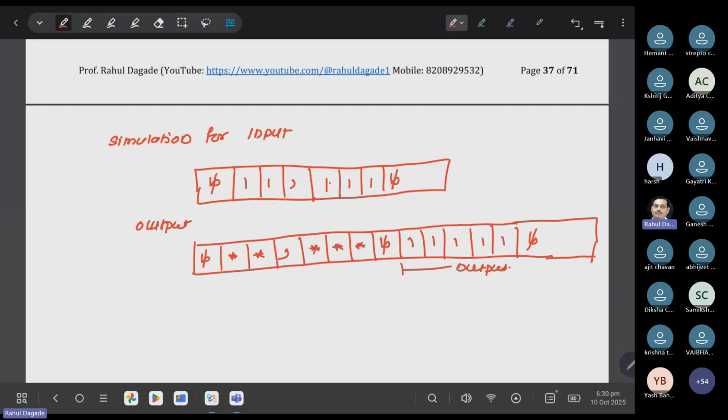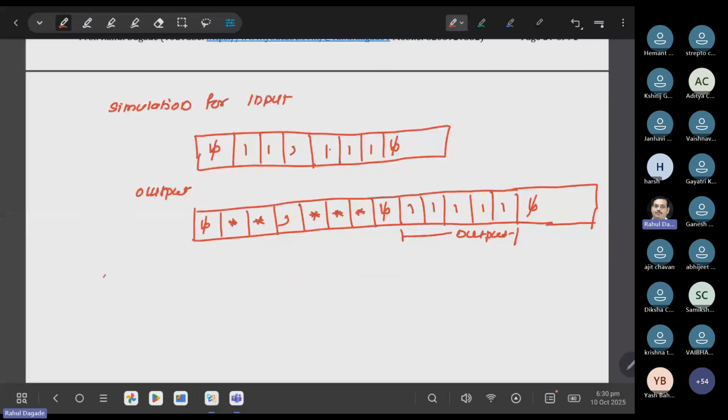Okay, so as per this Turing machine, we will get this output. So now let us see how it will work. We start in the initial state Q0, the input is blank 1 1 comma 1 1 1 blank, and the pointer is here. What Q0 is doing for 1 is converting that into star.